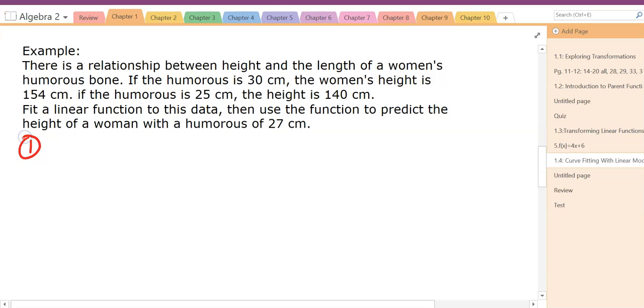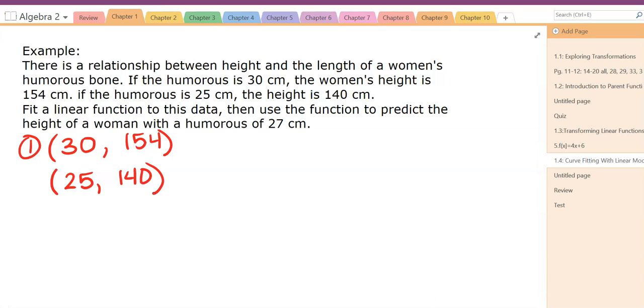What are the coordinates that we're going to use here? The first one, I would say if the humerus is 30 centimeters, that would be my x. Then the height would be 154. The second point we would do is 25 and 140. So we're going to write our equation based off of this data to get started.